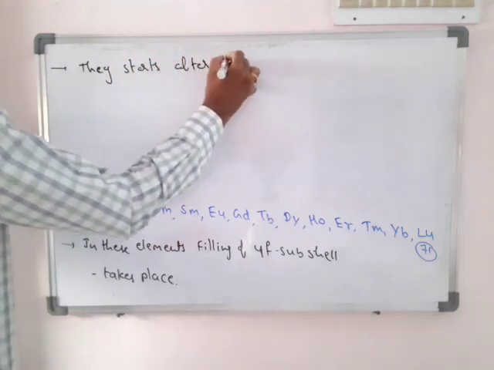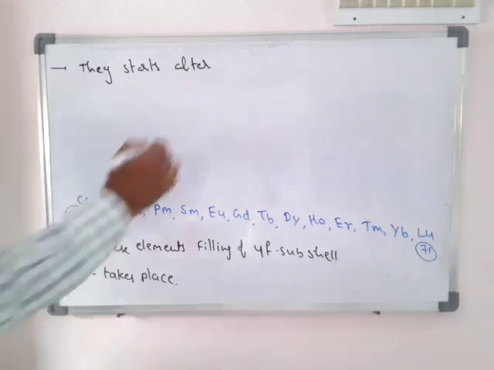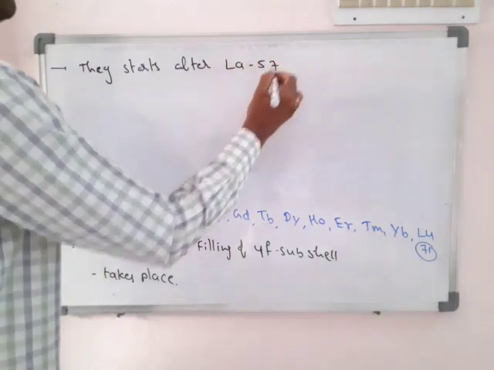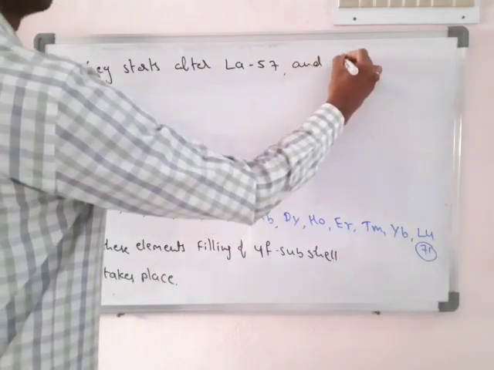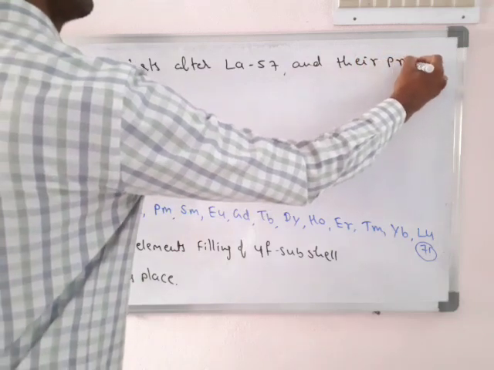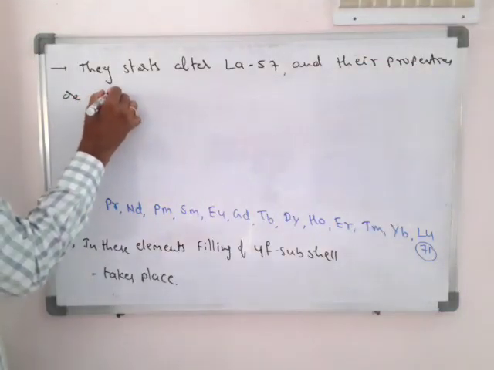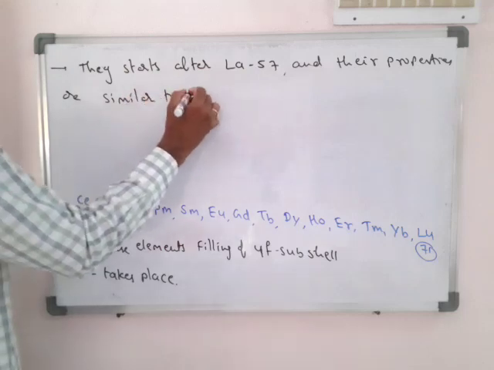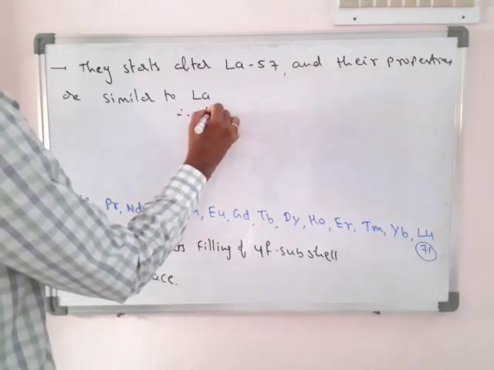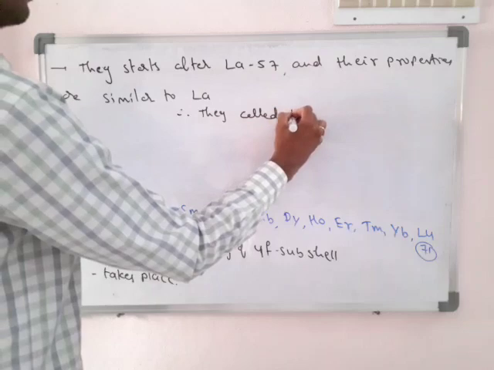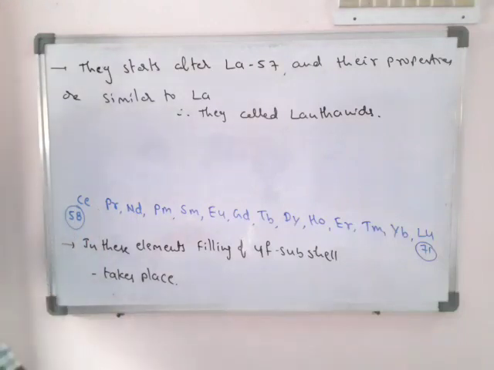This starts after lanthanum 57. Therefore, they are treated as lanthanides, and their properties are also similar to lanthanum. Therefore they are known as lanthanides.